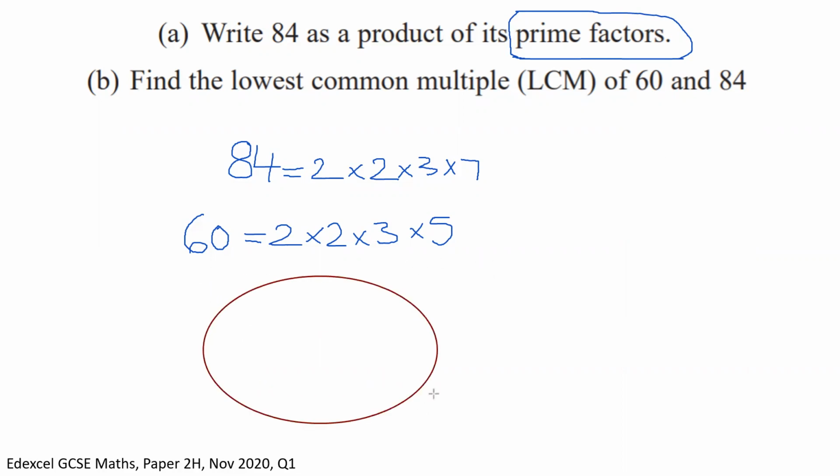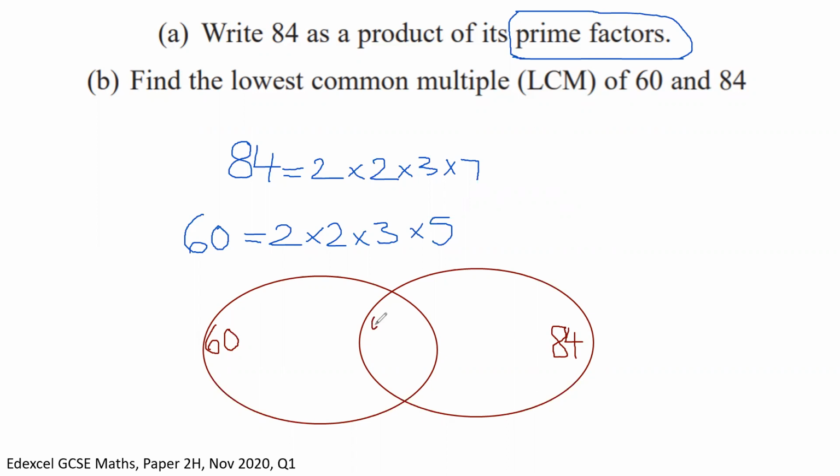So if we draw a pair of circles here, in this box here, we'll write all the numbers that are, in this circle here, we'll write all the numbers that are prime factors of 60. And in this one, we'll write down all the numbers that are prime factors of 84. And in this overlapping bit in the middle, we'll write down the ones that are factors of 60 and of 84. Okay. So we write that down.